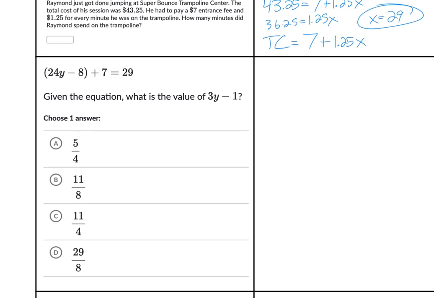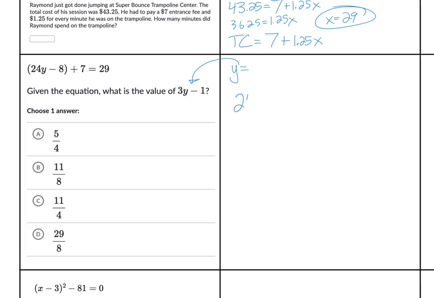Next problem, given the equation, what is the value of 3y minus 1? Now you might say, why are we asking 3y minus 1? There's two options. One, you can solve to find y equals and then plug it back in here. Often the way these are set up allows you to do something differently. So what I'm going to do is I'm going to subtract 7 first. Now I can see that I can get 3y minus 1 by factoring out 8.